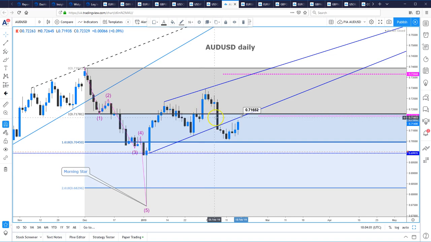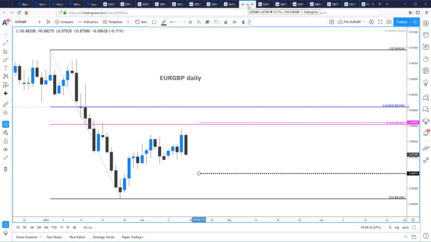0.7165 is reverse trendline resistance. 0.7167 is our bespoke resistance. So obviously we're still looking at selling into rallies, but only for a move down towards here, which is around about 70 the figure.